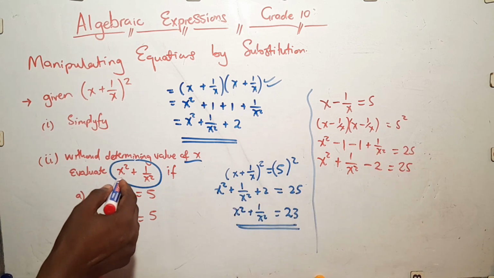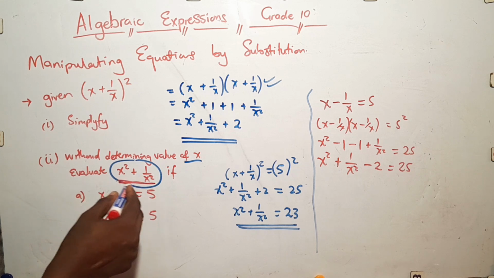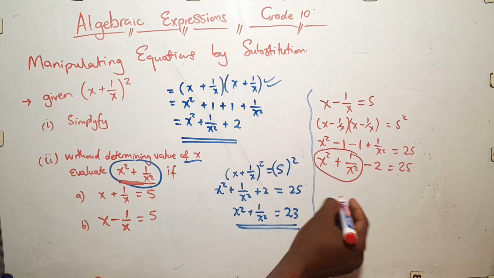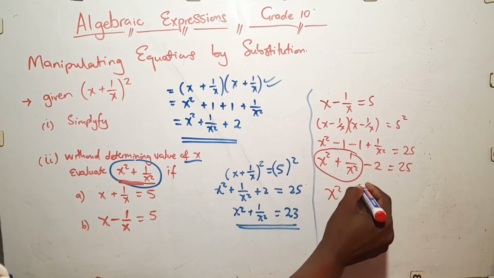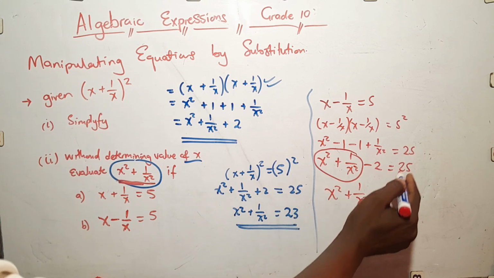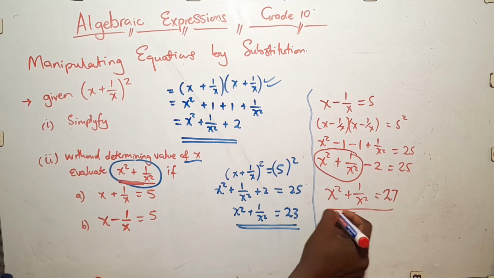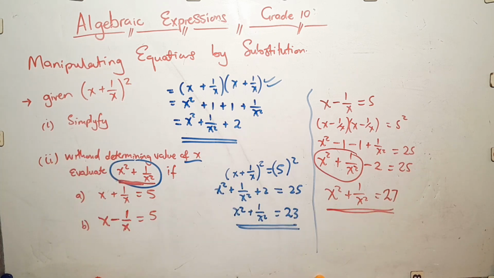So they said you must find the value of what? Of x squared plus 1 over x squared, which is this. So we need the value of this. So 2 can go that side. So our x squared plus 1 over x squared can be 25 plus 2, which will give us 27. Just like that. Amazing, right?